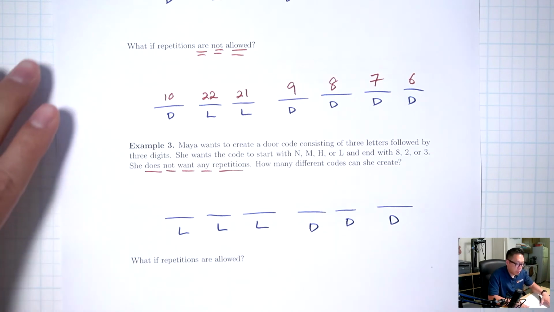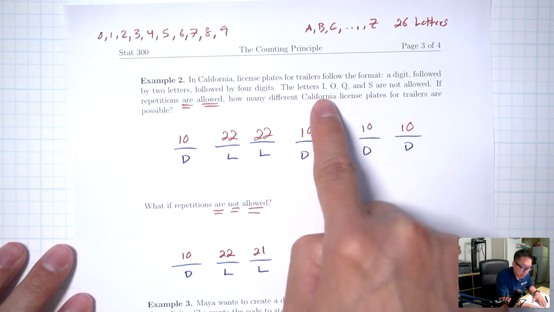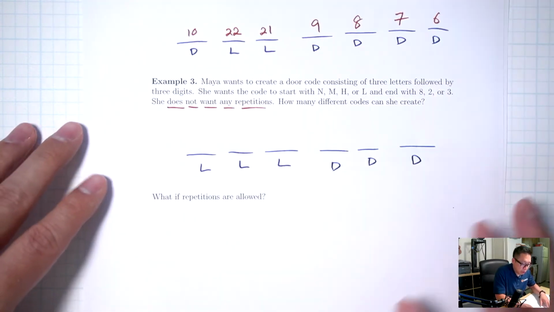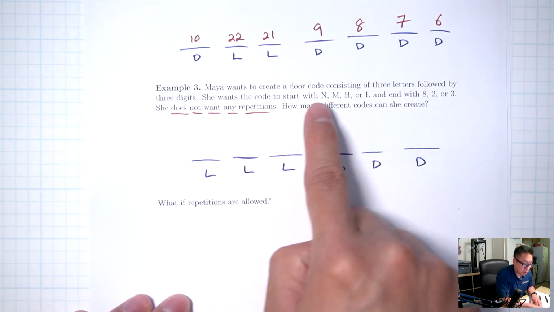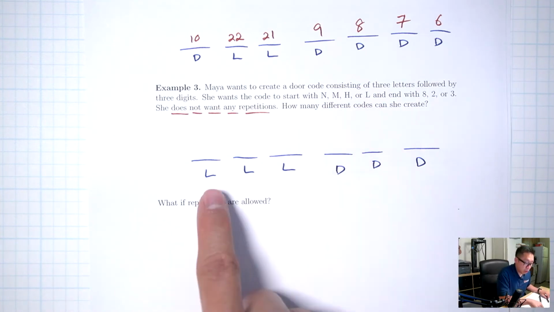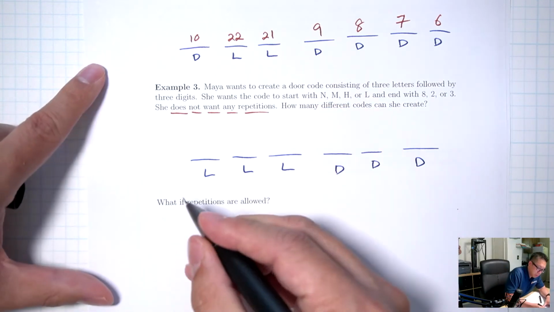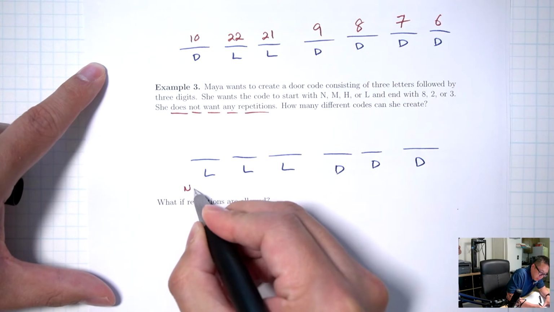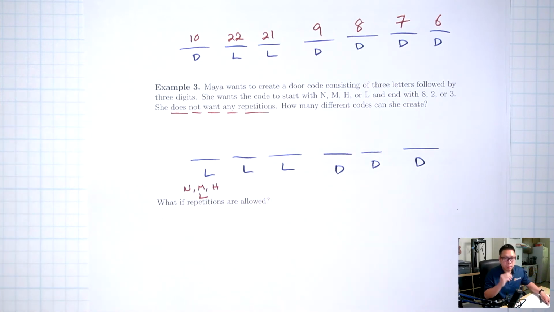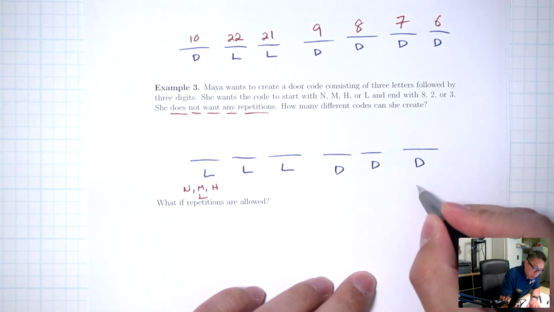Now, in example 2, I told you to not use I, O, Q, and S. So I told you letters not to use. This one's a little different because I'm telling you she wants the code to start with N, M, H, or L. So I'm telling you the letters I want you to use, and that's for the first blank. So first blank, I want you to use N, M, H, or L. And then the last blank, I want 8, 2, or 3.